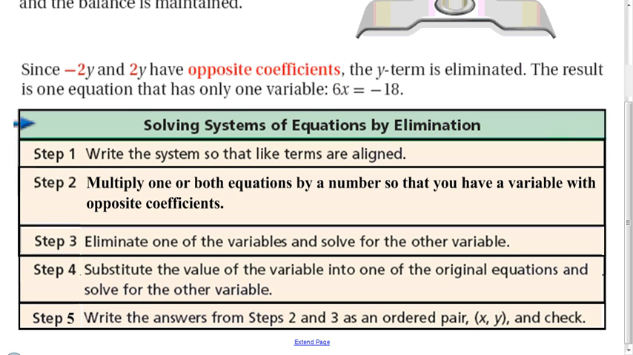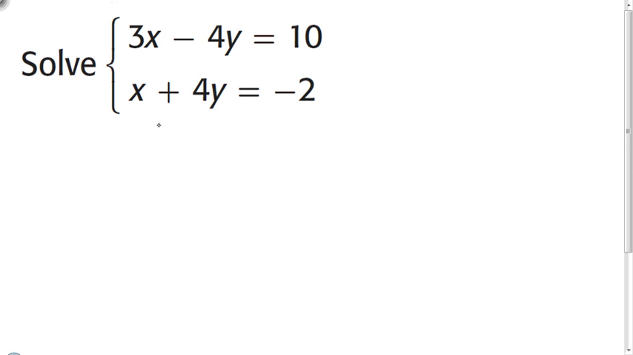So we're going to practice a couple of these. The first one right here, when I look at this and think about those steps, remember your first step was to make sure everything's lined up. So if you look at this, start by making sure your equal signs are lined up. My x's are lined up, my y's are lined up, my constants are lined up. So the first step's taken care of. The second step was to make sure that either the x's or the y's have opposite coefficients. And you'll notice right here that my y's have opposite coefficients, a positive 4y and a negative 4y.